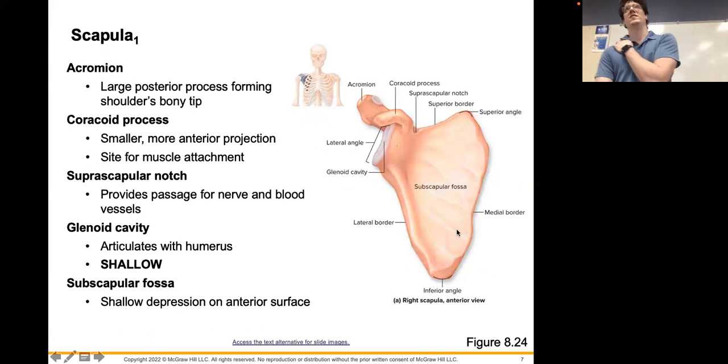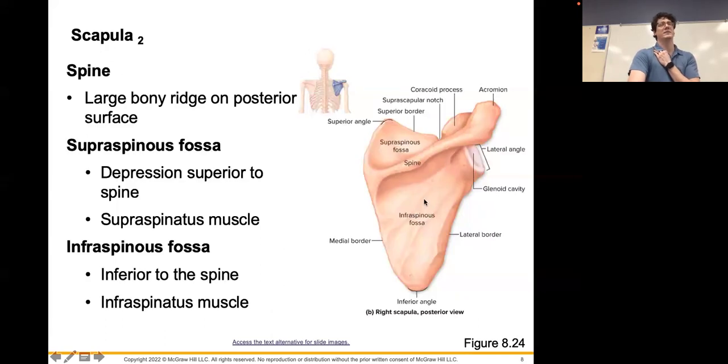Now, the scapula. The scapula is going to have some divots in it. We have some divots on the front and we have some divots on the back, okay? These divots or these fossae are going to be for muscle attachment. In fact, the muscles that attach to these are going to be muscles of your rotator cuff, okay? They're just going to kind of live in these spots.